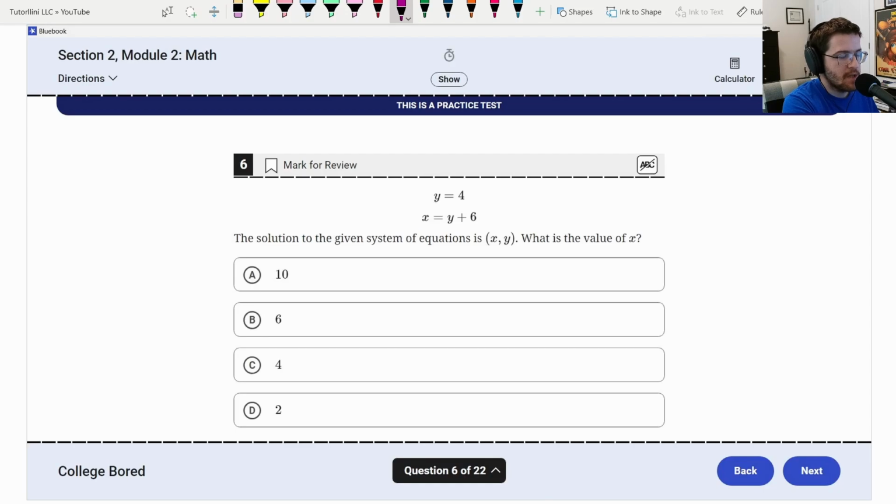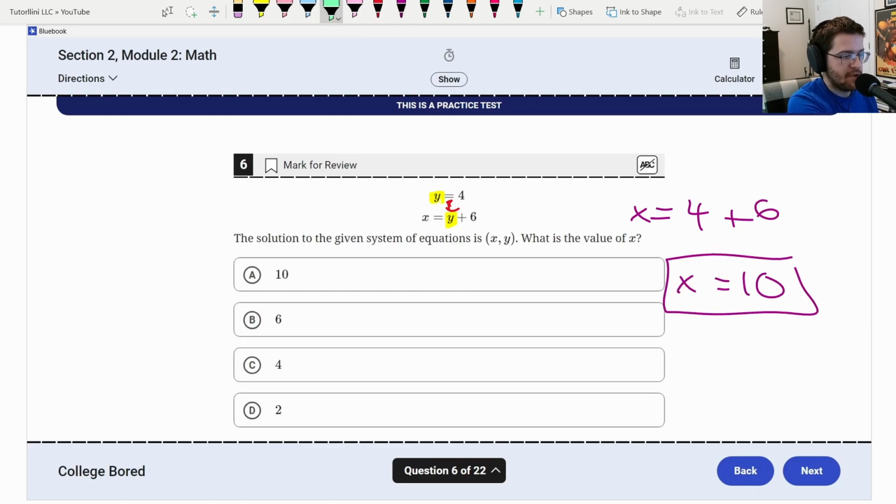Okay, question 6. So whenever you have a system and you can quickly solve for one of the letters, or they give you one of the variables already solved, you should just start with that equation. So this y equals 4 is really convenient. So we're going to use substitution. We're going to substitute for y, and we're going to put this in here. So x is equal to y, but y is really 4, right? So 4 plus 6. So that means x equals 10. And that gives us answer choice A.